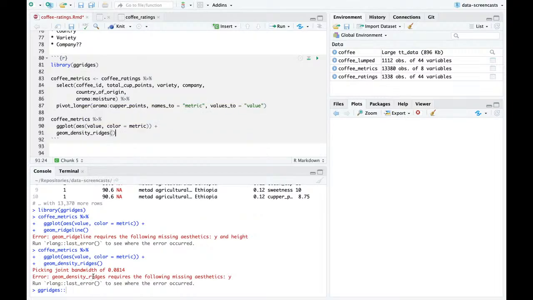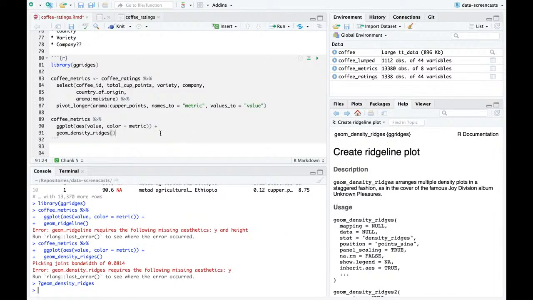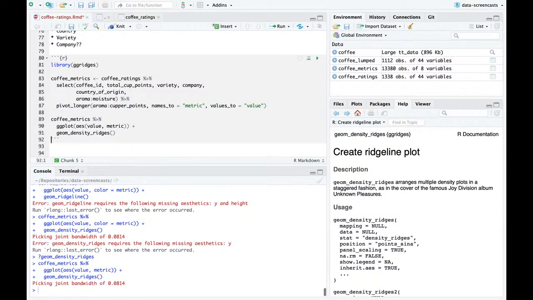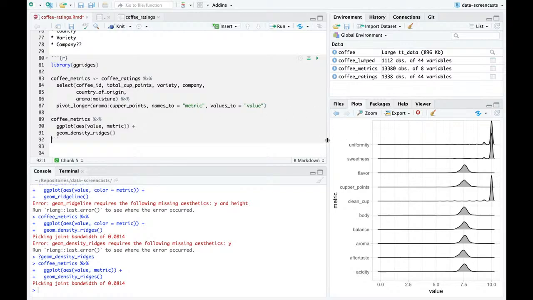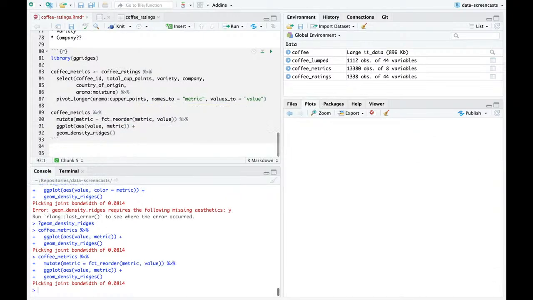Geom density ridges requires... That doesn't feel right. Let's check on that. Oh, I get it. Y is the metric. Here we go. Hey, that looks pretty neat. Look at that. Some people used to call this a joy plot, which is a reference to, I think, a record cover. But here we go. It's fct_reorder metric by value.